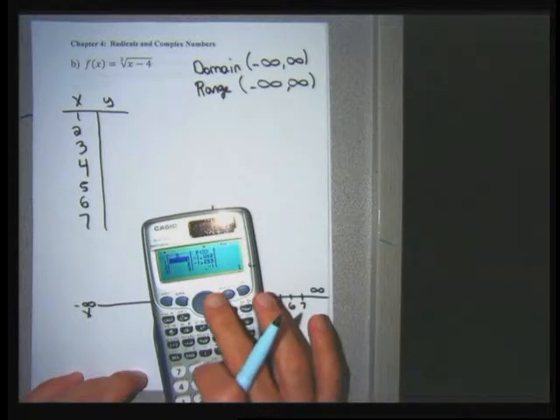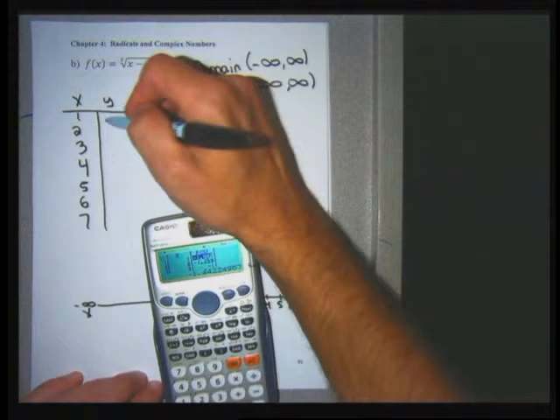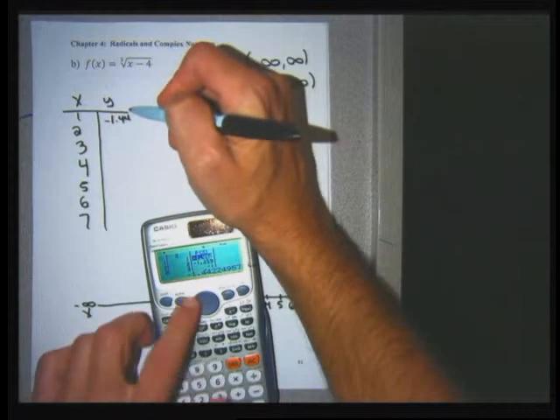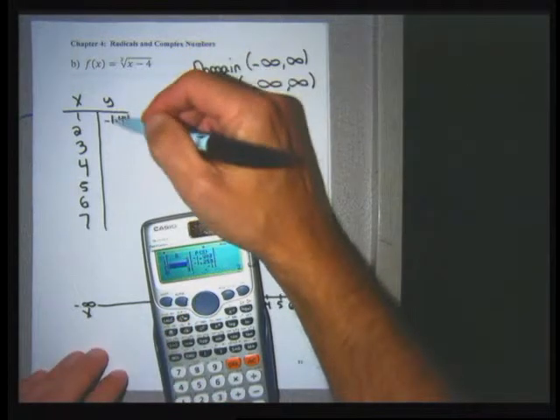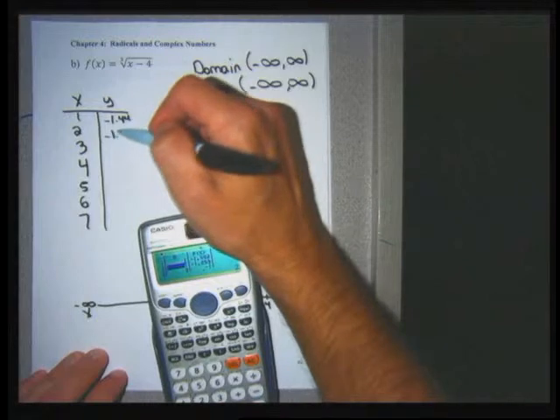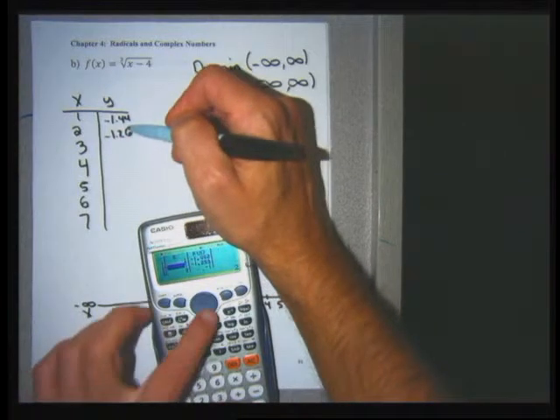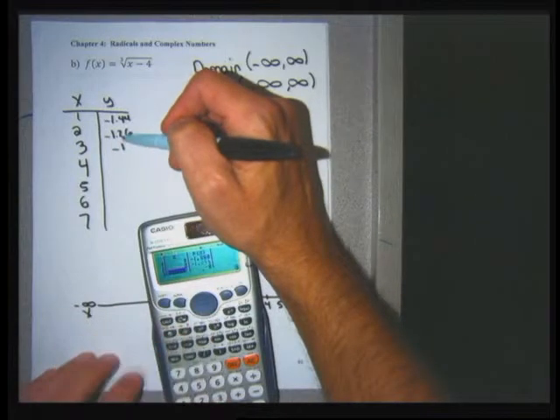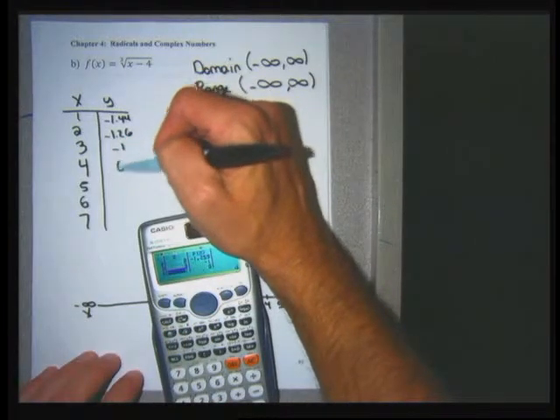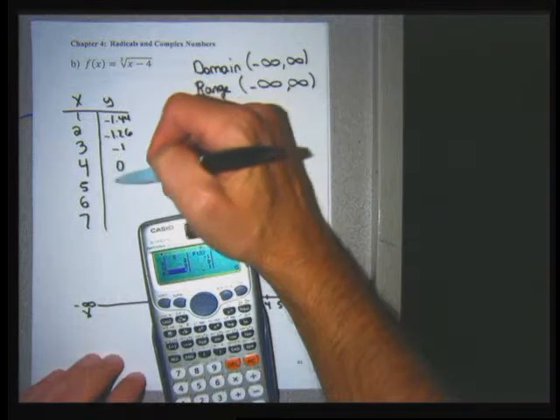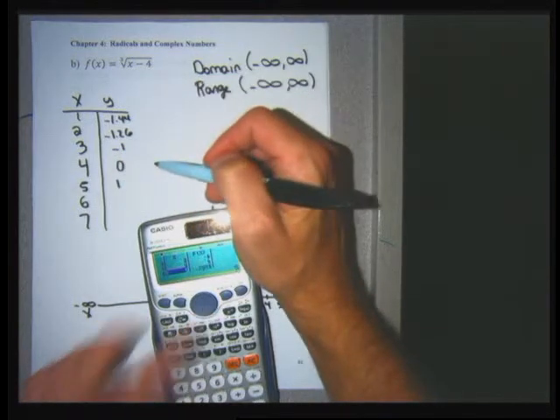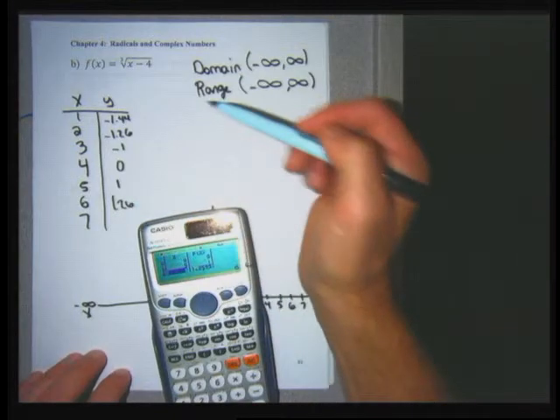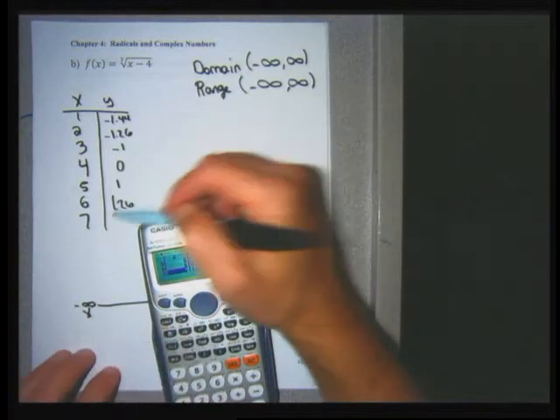And then the first x has a y of negative 1.44. The second x has a y of negative 1.26. The third point, the 3, has a y of negative 1. The 4 has a y of 0. The 5 has a y of 1. The 6 has a y of 1.26. And the 7 has a y of 1.44.